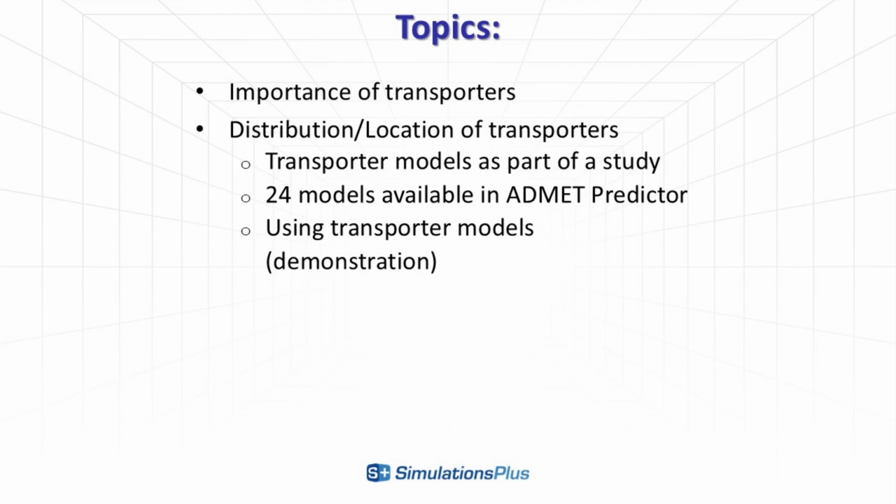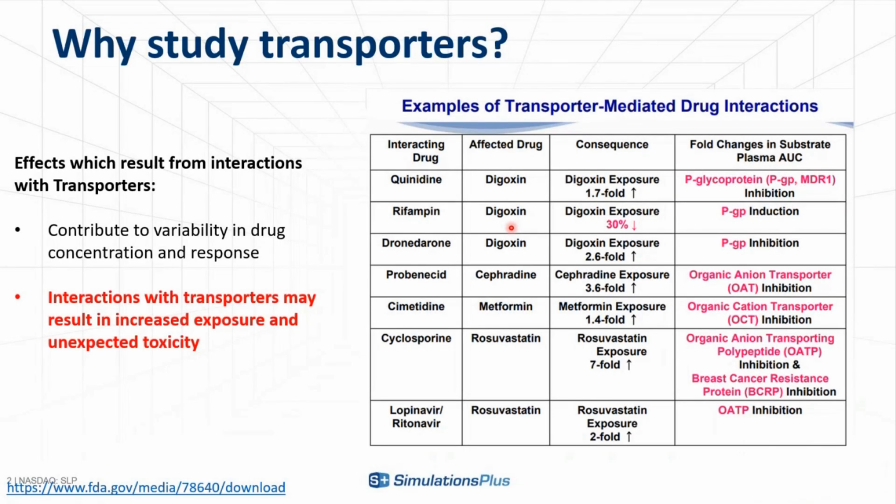So the first question is really why are we even interested in transporters in the first place? The fact of the matter is that there are many important effects that can result from the interaction with transporters. For example, certain compounds can act as inhibitors of transporters. They can also act as inducers through a phenomenon known as induction for PGP or for other transporters. And these kinds of interactions can contribute significantly to the variability of drug concentration and response.